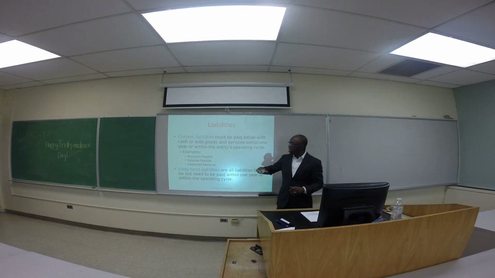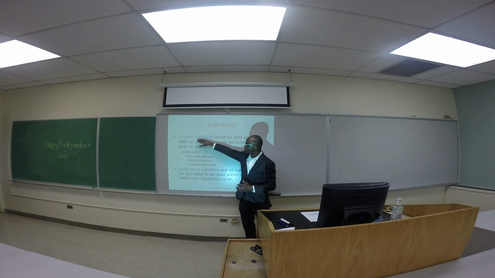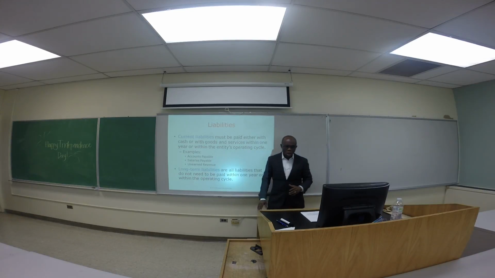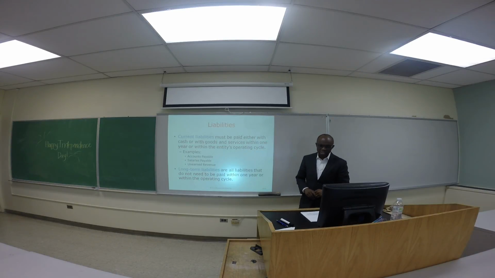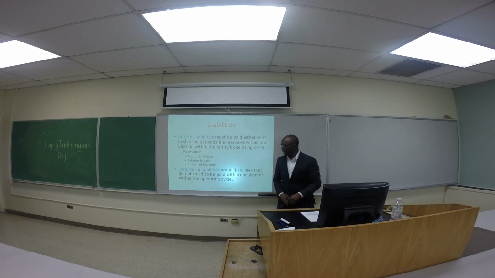Liabilities are put into two different groups. We have current liabilities, and we have long-term liabilities. Like we discussed earlier, current liabilities are companies' obligations that are due within 1 year or within the operating cycle of the company, whichever is longer. Here are some examples, okay? Accounts payable, salaries payable, unearned revenue.